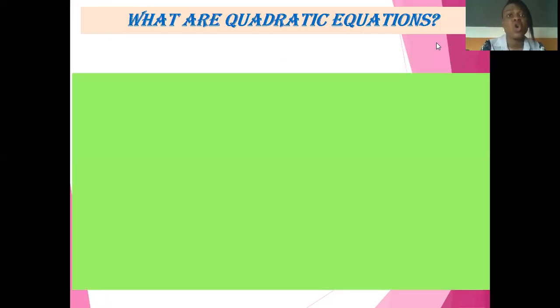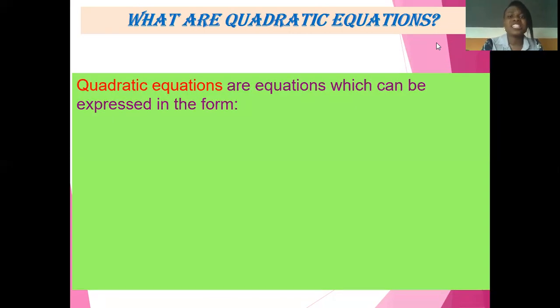First of all, we need to know what quadratic equations are. We have an idea what equations are, right? Simple, normal linear equations like 2x plus 5 equals 0 and 5x plus 3 equals 14. Those are linear equations, right? That's a different topic. Now, quadratic equations are totally different from linear equations. So what are they? Quadratic equations are equations which can be expressed in the form ax squared plus bx plus c equals 0.